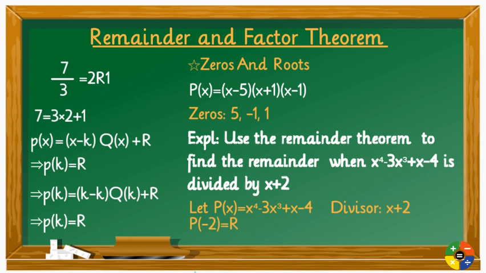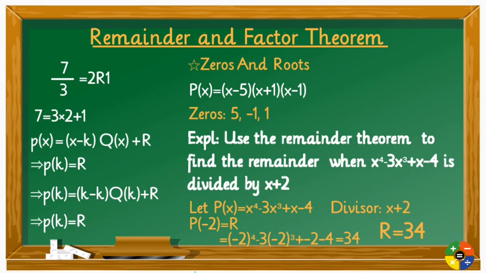So, substituting negative 2 into p of x, we obtain, simplifying gives 34. So, the remainder when p of x is divided by x plus 2 is 34. Notice that we have obtained the remainder without performing long division.